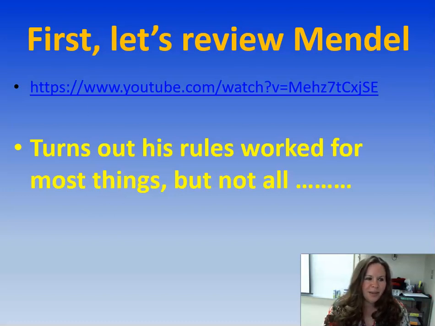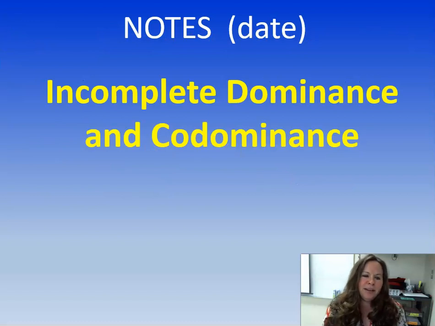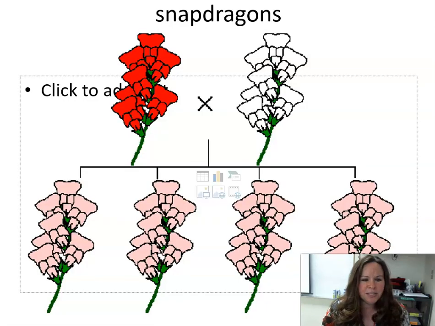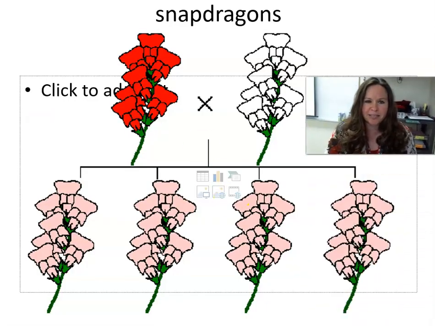So again, there's a type of inheritance called incomplete dominance and another one called codominance. These are very closely related, so pay attention. There is a kind of a small difference. So how do we explain this?